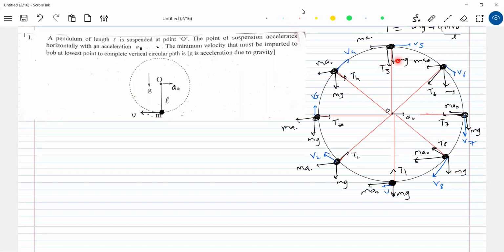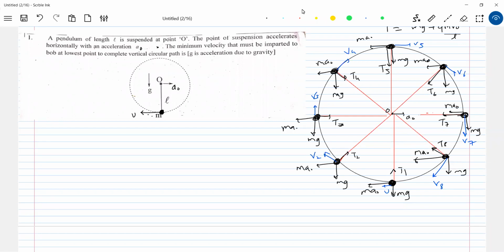So why can't we take this one? Look at this particular thing. Look at 6. Component of ma naught and mg will provide the required centripetal force. Then what about here? Tension 0 also, ma naught will provide. And look at this particular point, some component of ma naught and mg sine theta can provide the required centripetal force here. So among all, why are we picking only one specific point?